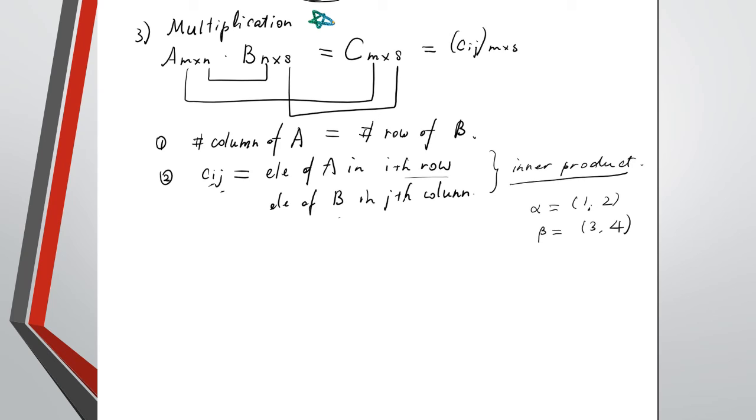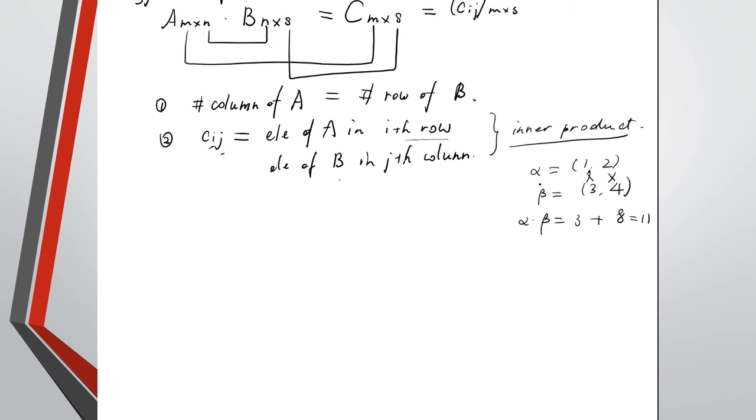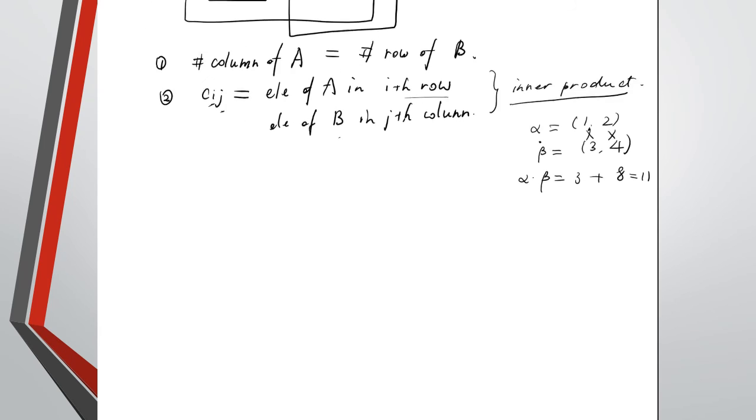So the inner product is, we put a dot here, so alpha dot beta equals to, okay, you just let each corresponding element times together. So we have 1 times 3 equals 3, and 2 times 4 equals 8, and then add them together. So finally you will have 11 as the inner product of the two vectors. Alrighty, so if you have no trouble with this inner product, let's continue.